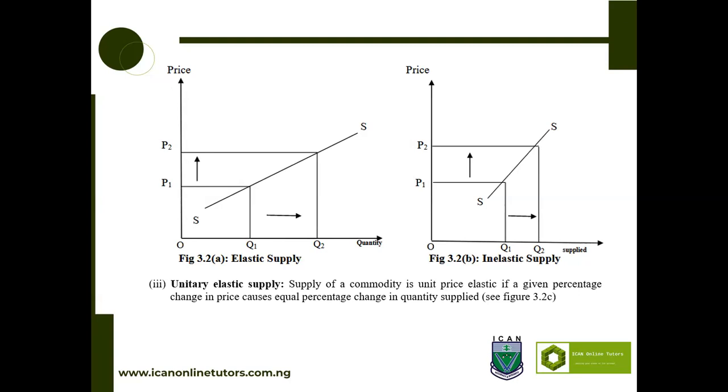So this is a typical graphical representation of elastic supply and inelastic supply. We have the unitary elastic supply. Supply of a commodity is said to be unitary elastic when any percentage change in price causes an equal percentage change in quantity supplied. That is, the percentage change in price will make the percentage change in quantity supplied to be equal.